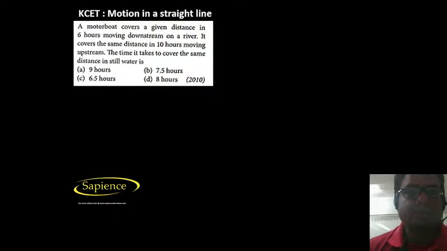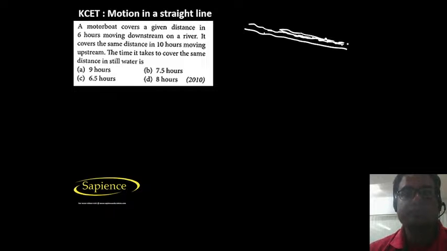Next question: a motor boat covers a given distance in 6 hours moving downstream on a river. One river is there, and that river should obviously move downstream. A motor boat is there, and it covers the same distance in 10 hours moving upstream. So this is obviously downstream.